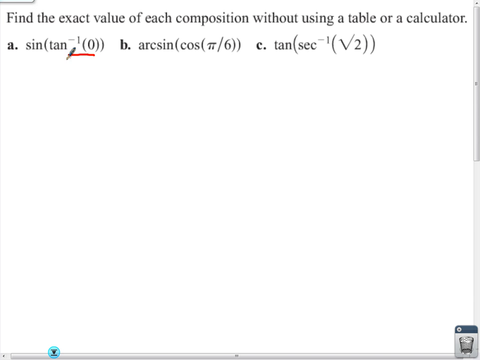Start inside parentheses with the inverse tangent of 0. So we're asking ourselves first, the tangent of what angle is 0? The slope of what angle is 0? Because think slope when you're thinking about tangent. Careful, slope of 90 is undefined, so 0. So you're dealing with the sine of 0 degrees. What is the sine of 0 degrees? Which is also 0.